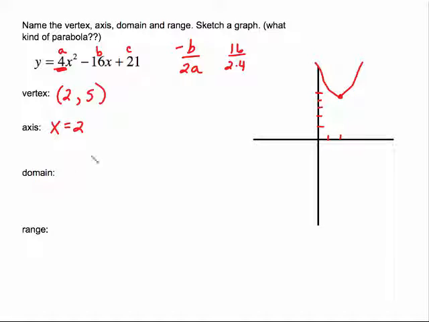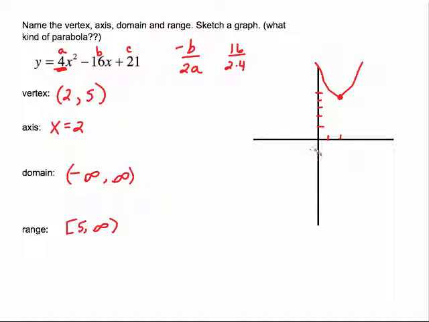And the domain for a parabola, the domain for a vertical parabola, is negative infinity to infinity. We had that back in college algebra. The range, from your lowest to highest, the least y value is 5 with a square bracket going to infinity.